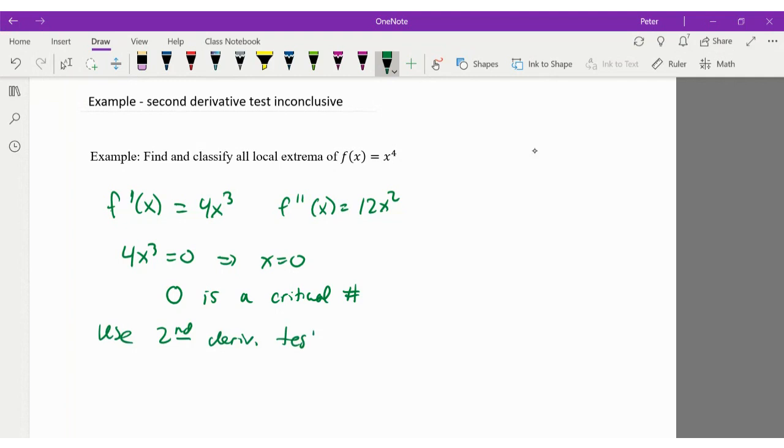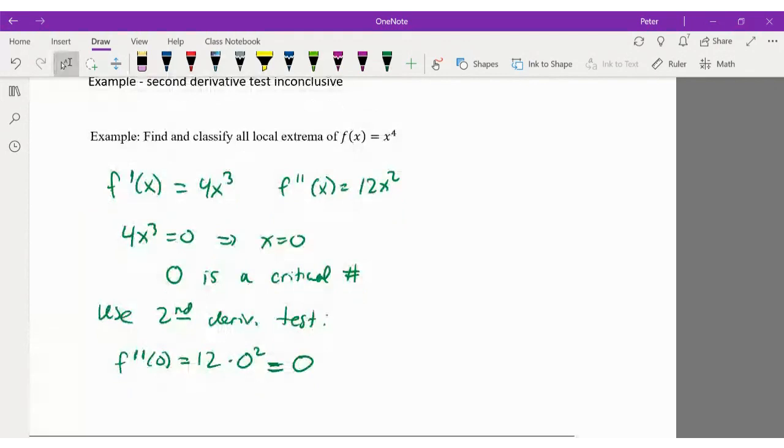What we do is we plug in the critical number into the second derivative so we can see whether this is sitting atop a concave down function or at the bottom of a concave up function. So let's see what happens. Take f double prime of 0, giving us 12 times 0 squared equals 0. And if you notice, that means the test is inconclusive.